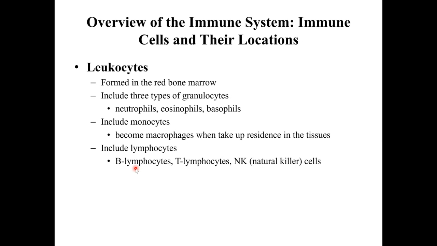Certainly the blood, certainly the interstitial fluid, certainly the lymph, and they can make their way to pretty much any nook and cranny in the body, except the central nervous system and the cerebrospinal fluid. T lymphocytes are involved in what's called cellular immunity. They act directly. We'll talk a little bit about those later as well.